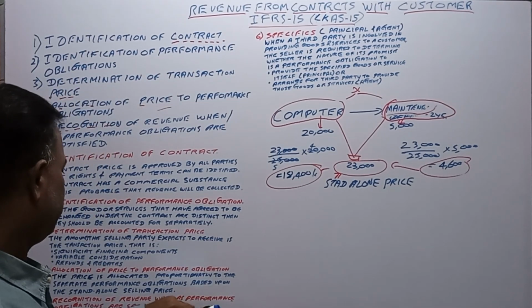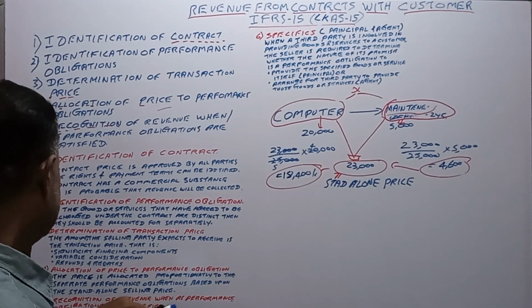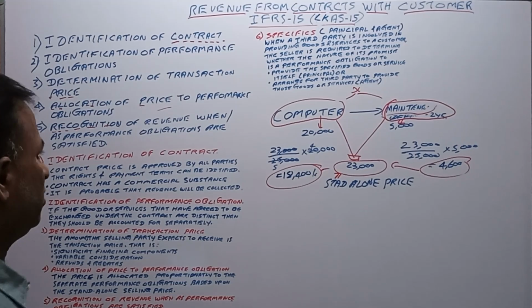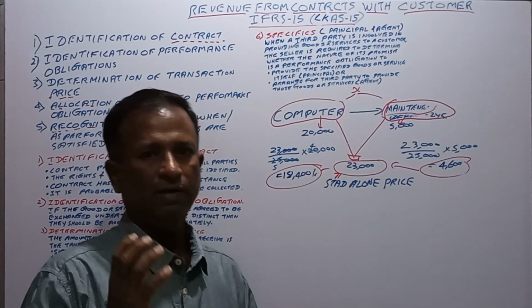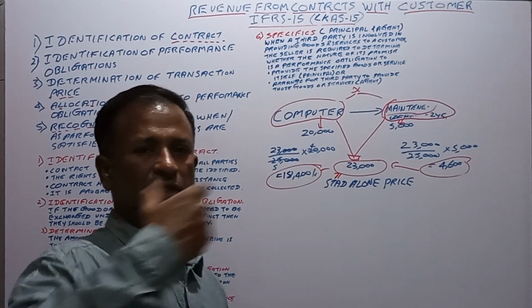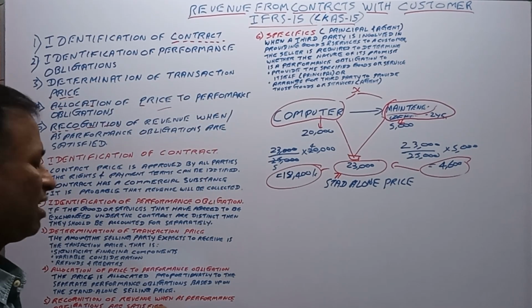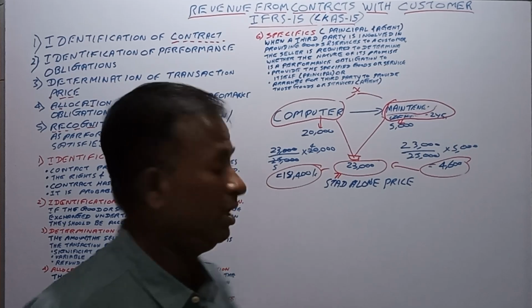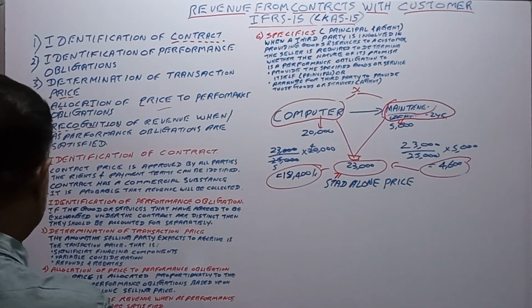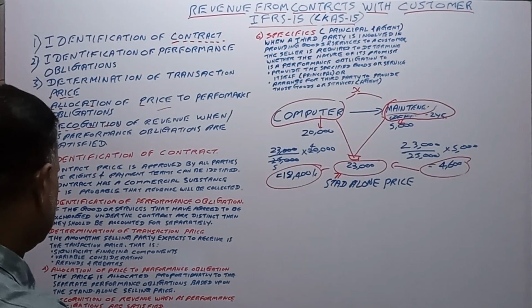Recognition of revenue: when performance obligations are satisfied. Revenue will be recognized when the transaction takes place only, right? That is once control of the goods is transferred to the customer, the end user, the performance obligation is satisfied and revenue is recognized. This occurs at a single point of time.